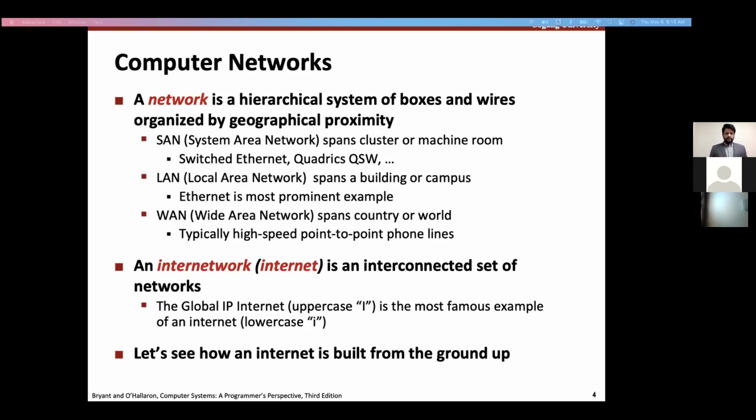And the last and biggest one is the WAN, the wide area network, and it spans a country or across countries. Typically high speed point-to-point phone lines are a common example of this WAN.